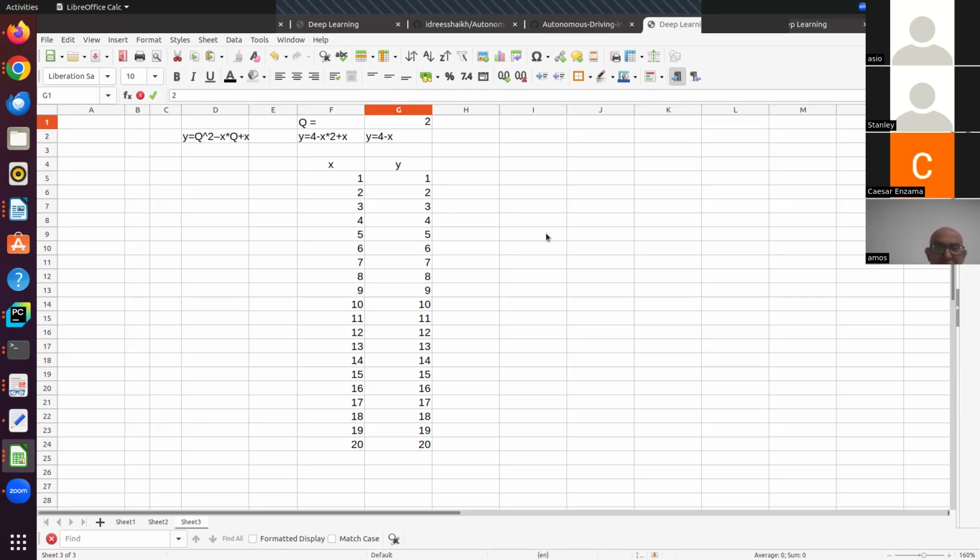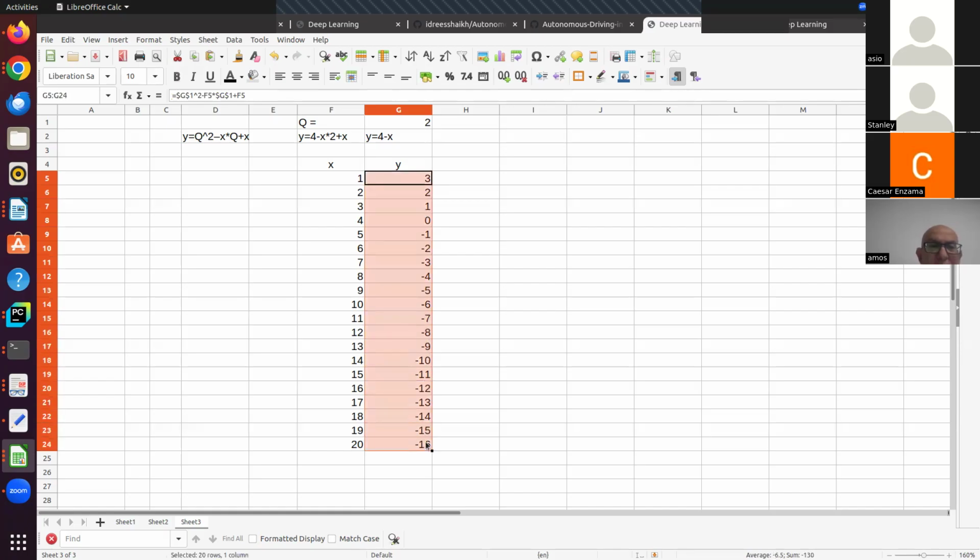I'm intentionally using this one for a reason. Now, how does this one look? If you look at this example, when Q equals 2, we're getting some numbers here. When X is 1, we're getting a straight line going down between X and Y. This is beautiful.